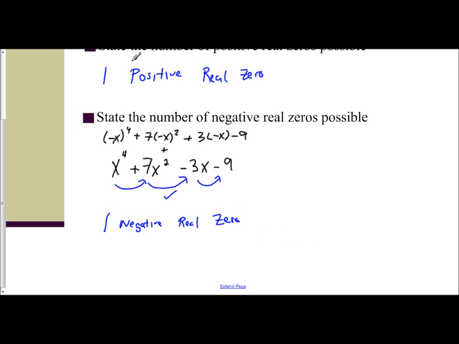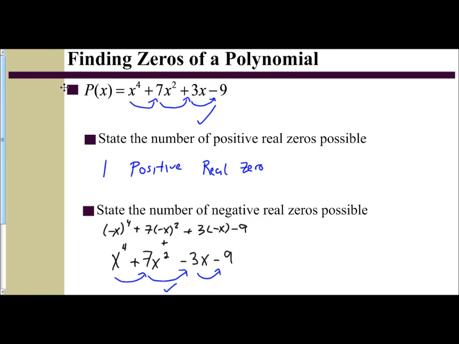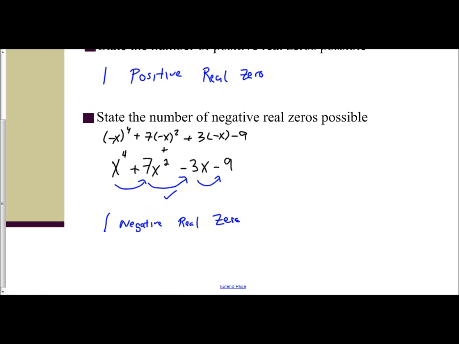Look at your degree. This is why this one's cool. Your degree is 4. You're supposed to have 4 total zeros, but I have a possibility of 1 positive real zero and 1 negative real zero. If I'm supposed to have a total of 4 zeros, which are real or imaginary, right now I'm only accounting for 2 of them, a possibility of 1 positive and 1 negative. So I'm actually subtracting 2 from that.